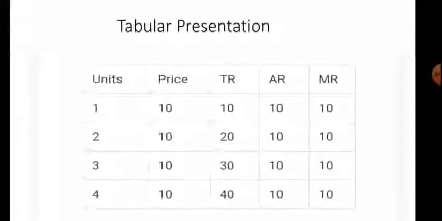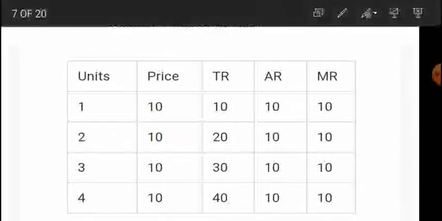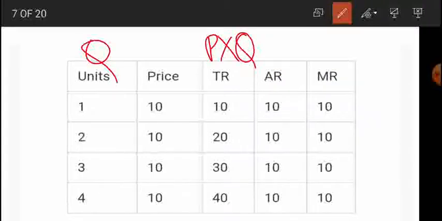Now the relationship between AR, MR and TR can be explained with the help of a table. Look at the table. Units of the commodity increase but price level remains constant, because under perfect competition the price level of the commodity remains constant and does not change with the change in output. Now as we have already studied, what is the formula of TR? This is P into Q. So 10 into 1, 10. 2 into 10, 20, 3 into 10, 30, 4 into 10, 40.